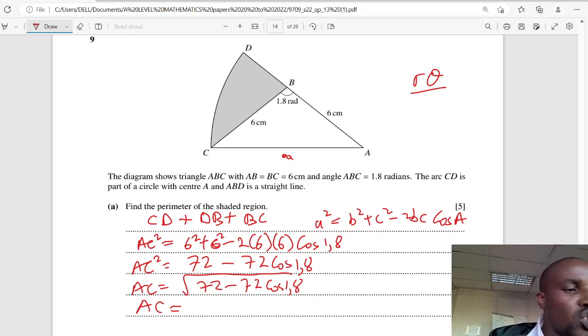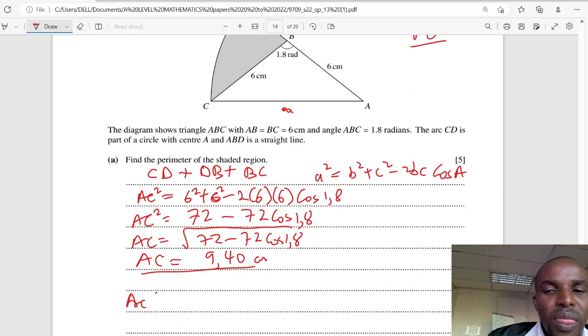So it's root of 72 minus 72 cos 1.8. It's 9.40 to 3 significant figures. That's your AC, right? So your AC is 9.40 centimeters in this case. Right. Now you have your AC, you can find your CD. So you can say arc length CD is equal to r theta, which is your radius 9.4 times theta.